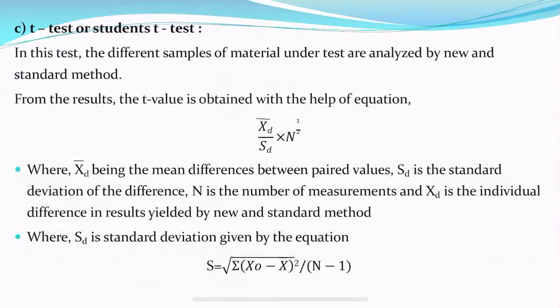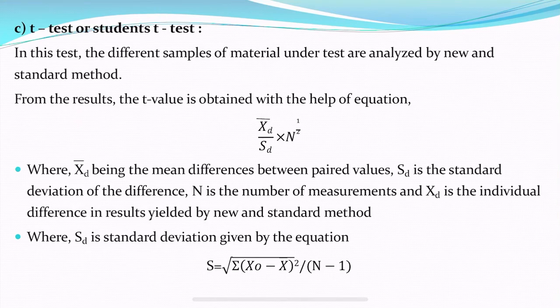And the third test is the T test, also called the student's T test. So, what is meant by the T test? This T test is a parametric test and it relies on distribution assumptions. In this test the different samples of materials under test are analyzed by the new and standard method. One will be the new method and another one will be the standard method. Here also we will have two sets of data and from the results which I have got.